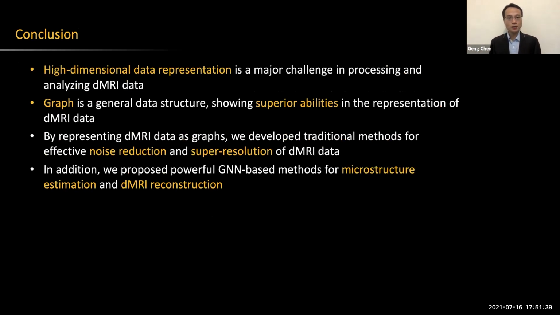Okay, conclusion. So first, high-dimensional data representation is a major challenge in processing and analysis of diffusion MRI data. And graph is a general data structure showing superior abilities in the representation of diffusion MRI data. By representing diffusion MRI data as graphs, we are able to develop traditional methods for effective noise reduction and super-resolution of diffusion MRI data. In addition, we also propose powerful GNN-based models for microstructure estimation and diffusion MRI reconstruction.